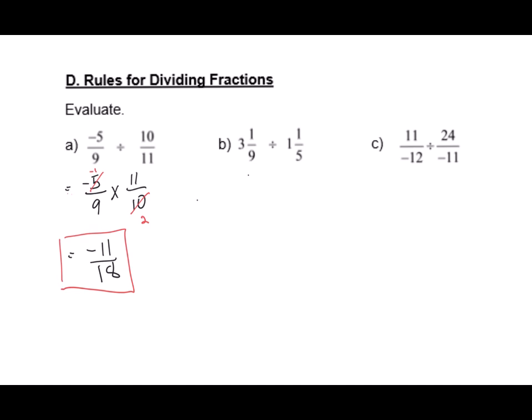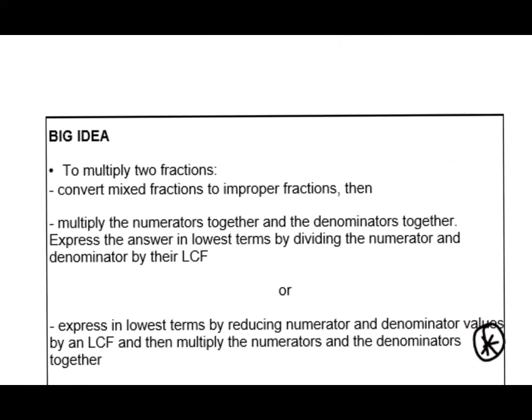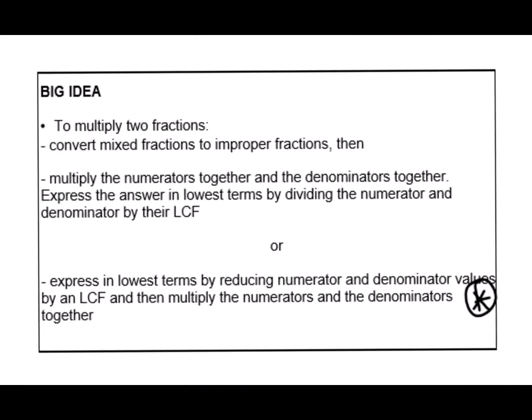Now I'd like you to take a look at the rules for dividing fractions. The big idea is, overall, if you think about it, division is no more than multiplication. So we're just going to take those mixed fractions that we have, multiply together, and try to get the lowest terms possible. That's it. Just copy this down, you're good to go.